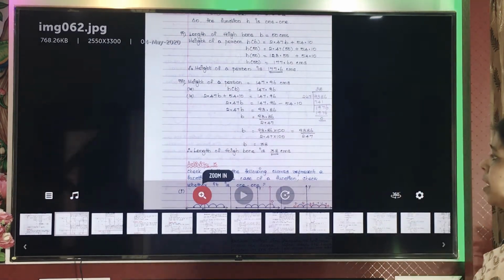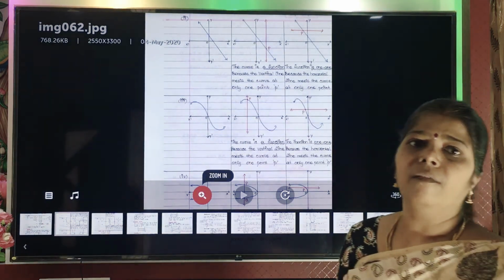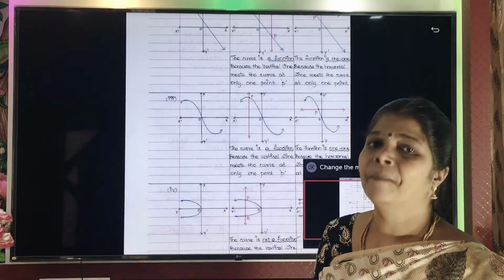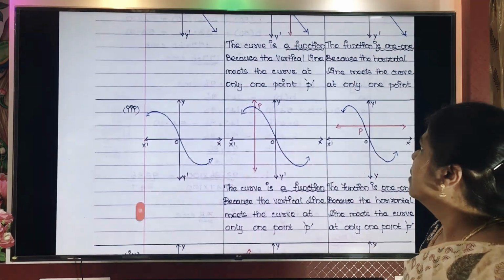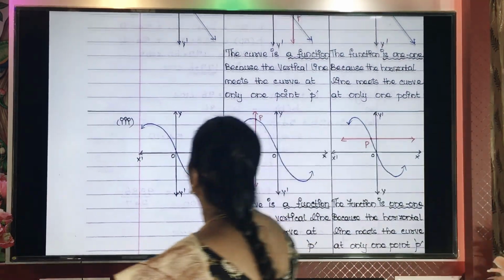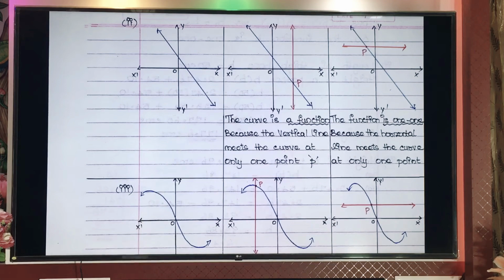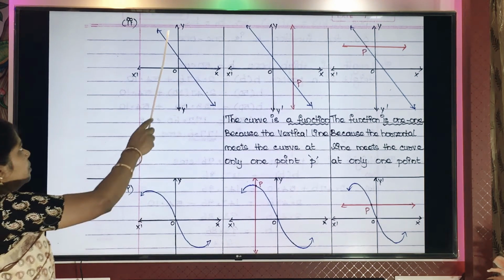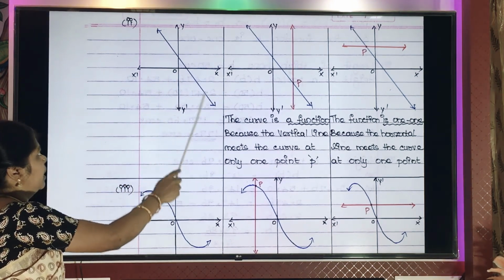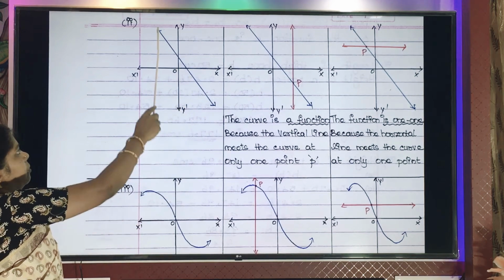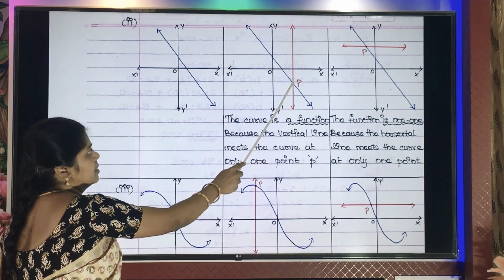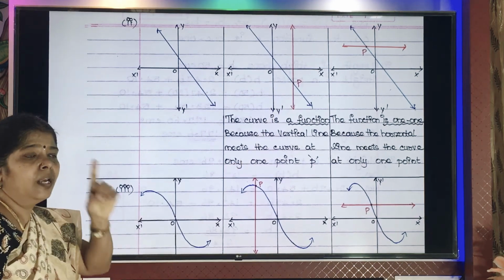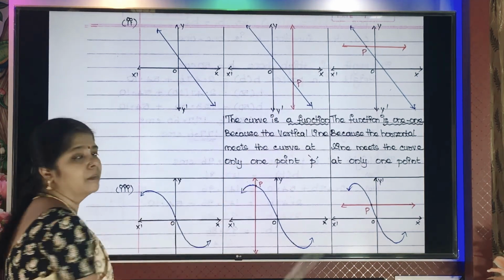Okay, so this is how we need to check whether the given curve is a function. If it is a function, then we need to check whether it is one-to-one or not. Now, let us get into the second one. Again, this blue color line is the curve, the graph over here. I am drawing a vertical line. In how many places is it intersected? Only one place. Therefore, this is a function.